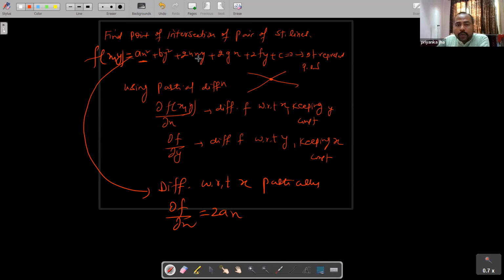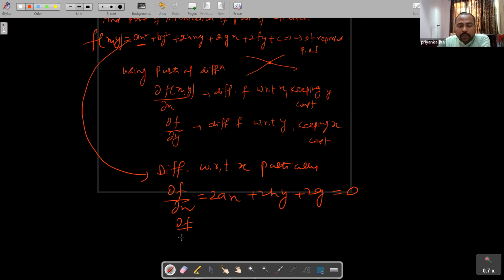And then here, 2hxy. So 2hy will be constant and differentiation of x is 1. And then this is 2g into differentiation of x is 1. Now, this y is constant, c is constant. So differentiation is 0 and then equate it to 0. And then again differentiate it with respect to y. Now x will be constant. So this is 2by plus 2hx plus 2f equal to 0.